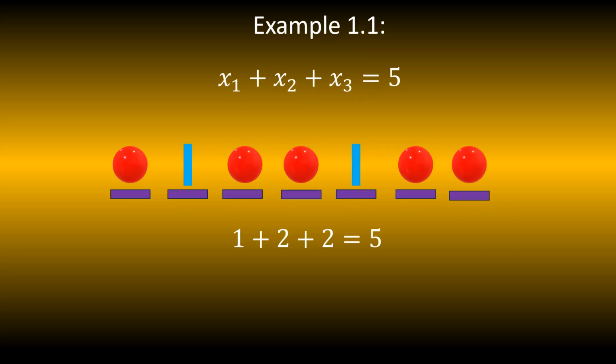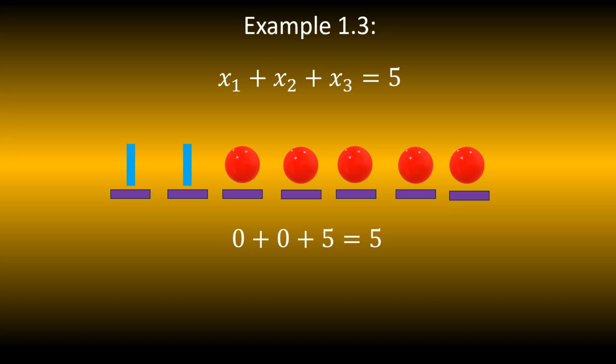So here is one possible way we can do this. Here is another possible way we can do this. We can have 0 balls on one side of the divider, 3 balls on the other side of the first divider, and 2 balls in the last section. Or we can have 0 on one side, 0 on the other, and 5 on the other side of the dividers.